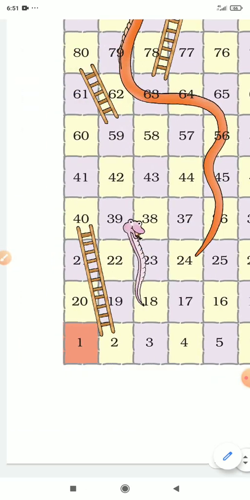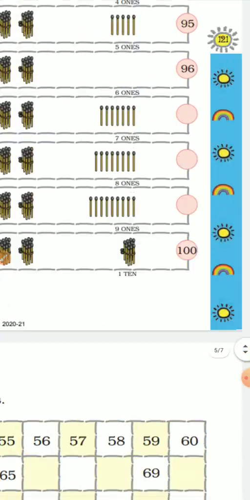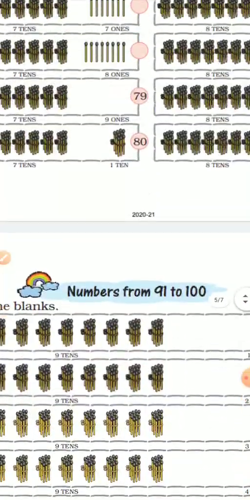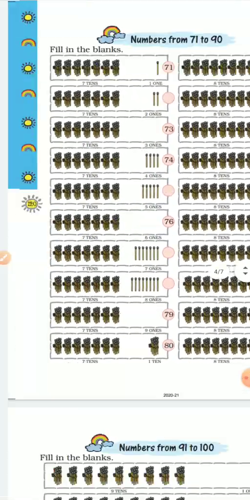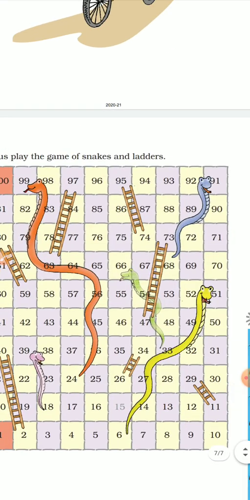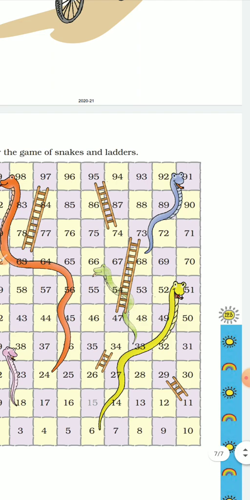Okay. So here we have done our chapter number 11. It is very easy. Complete the work up to page number 123. Okay.